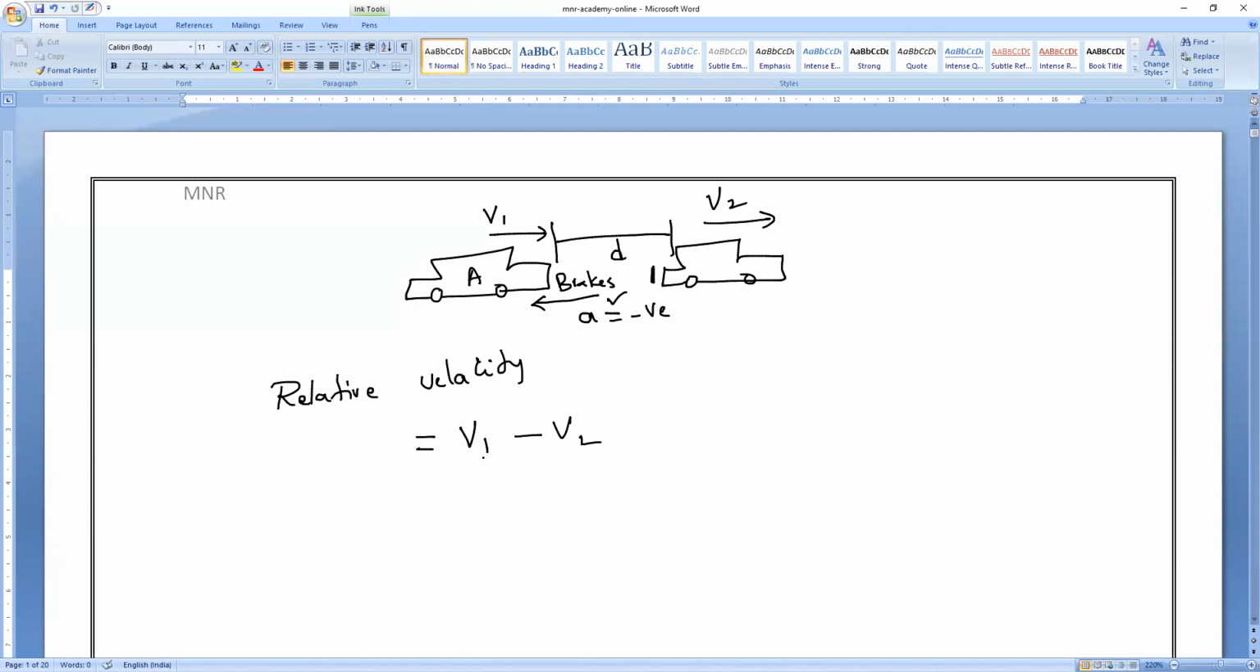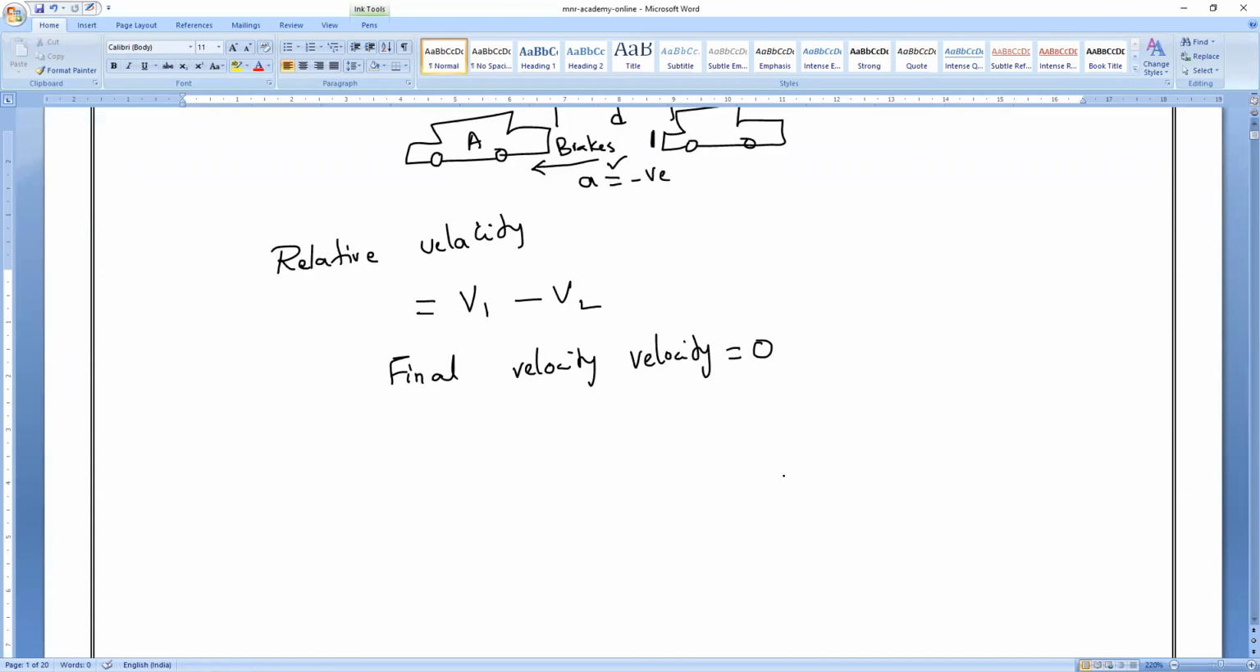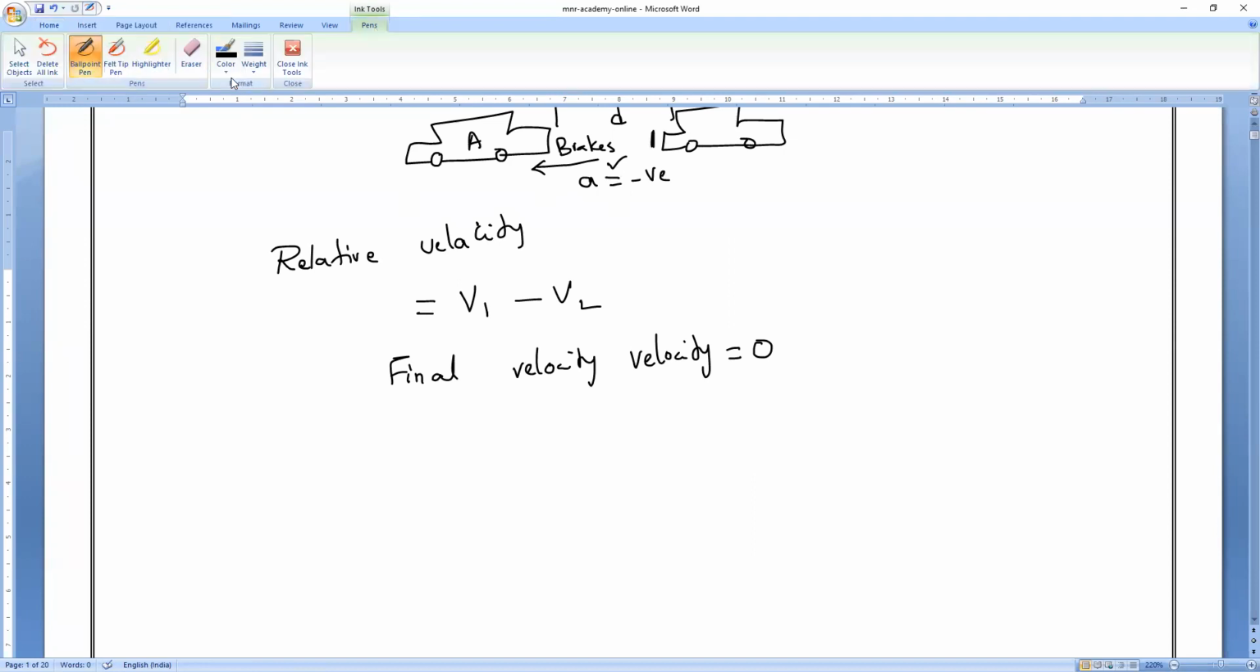So if car A stops, what is the final relative velocity? They are applying brakes, so the final relative velocity is 0. That is what you have to remember. Now, we have to find when the collision should not take place if car A applies the brakes. So let us find it now.